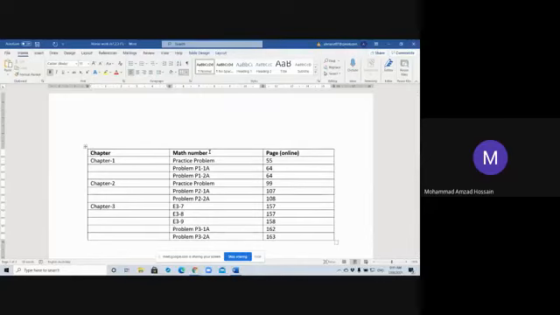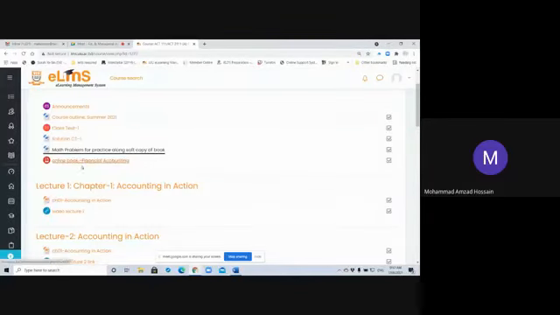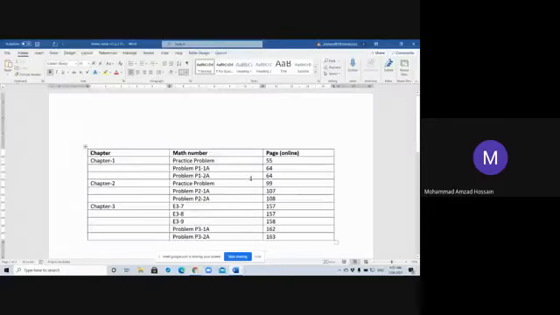From this list, for example, chapter 1 practice: you can follow practice problem P1-1A, problem P1-2A. From chapter 2 you can also follow practice problems. I have given the page numbers of this book, the online book, financial accounting. So you will follow this book for solving these problems, and they will be helpful for your midterm and quizzes.